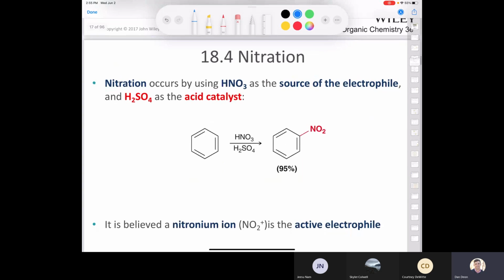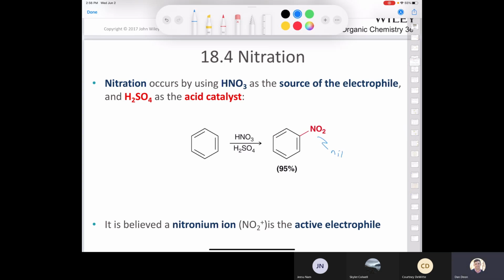All right, let's move on to the next one. We've covered halogenation, we've covered sulfonation. Now we're into nitration. Nitration means you're adding a nitro group, right?